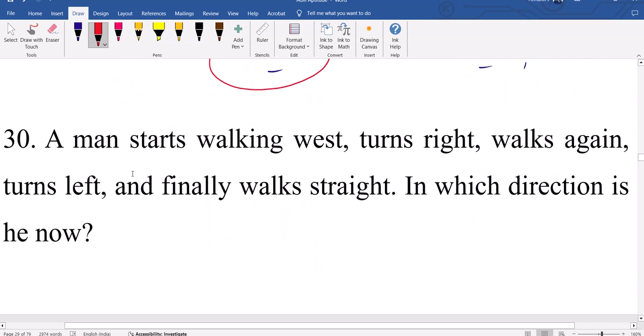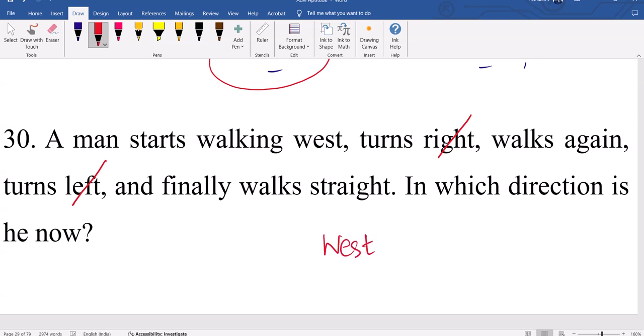Now what about this one? A man starts walking west, turns right, walks again, turns left, finally walks. In which direction is he now? West only. Turning right, again turning left, right and left cancel. Okay, you are in west only. Or else you can see, from west, right side means you will get north. Again left means you will get to west only. That's why one right and one left can be cancelled. One right side, then one left side will be cancelled. We'll get to the same place.